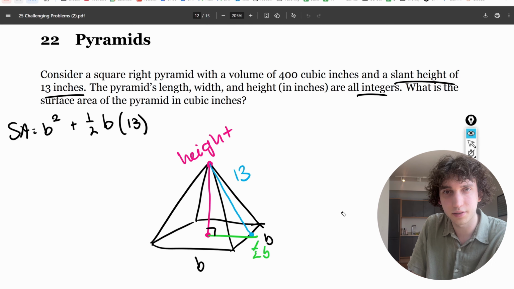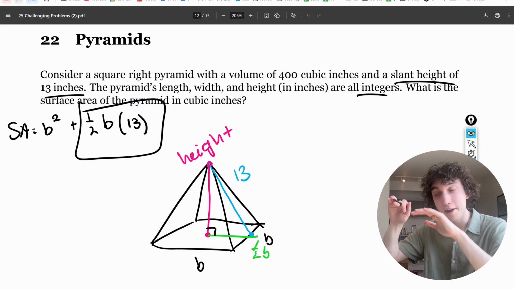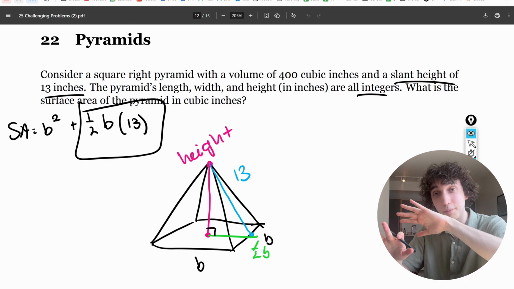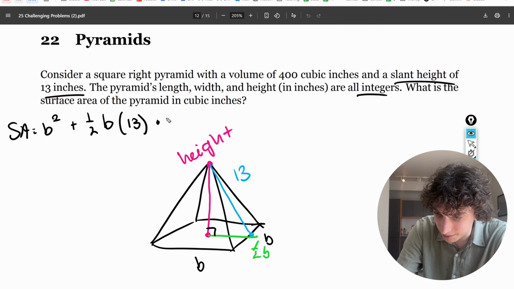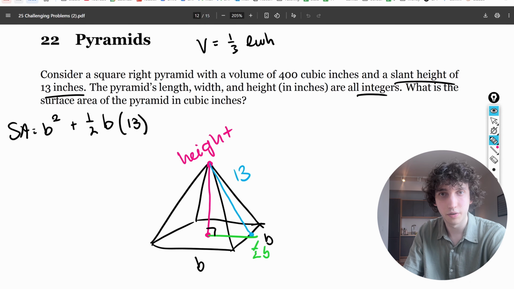Sorry guys, future me has to come back because I realized I just did not include a 4 here. This is 1/2 base times 13, which gives you the area of one of these triangular sides, but there are 4 of them. So you have to multiply this by 4. For the rest of this problem, this 4 is going to be missing, but I promise you there's a 4 there. So if we know the base, then we know the surface area of the pyramid.